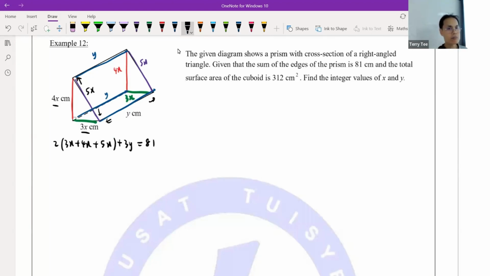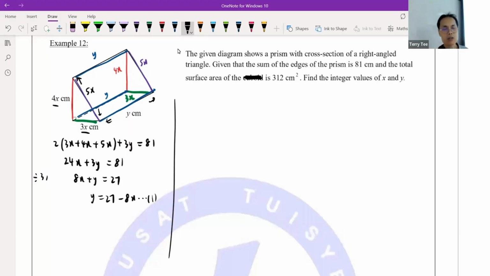Can I simplify this? This is 7 plus 5, 12, times 2, 24x, plus 3y equals 81. I will divide by 3 to make the numbers smaller. 81 divided by 3 is 27. Make y the subject: y equals 27 minus 8x. So the first equation is for a prism, not a cuboid.